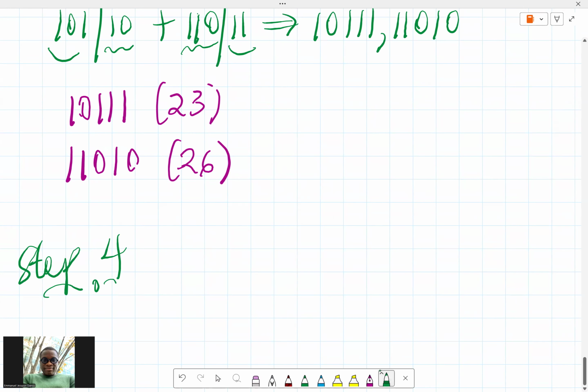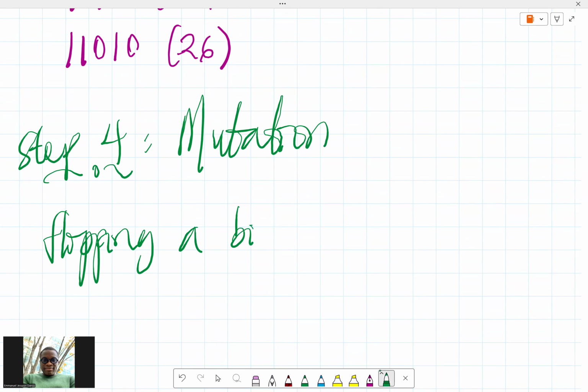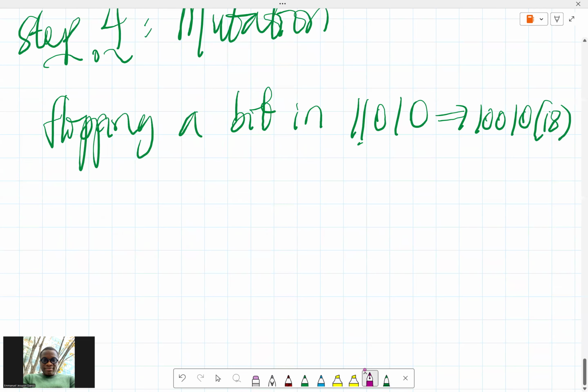So we have step 4, where we talk about mutation, where we throw in some randomness. So flipping a bit in 11010, that's here now. If you flip a bit, we can get something like this. We just change something randomly. So let's change the second value. We have 10010, and that tallies with 18, right? That's some kind of mutation happening right there. So we flipped that over. So we have 10010.